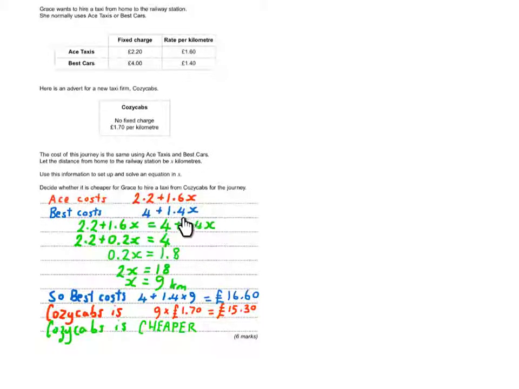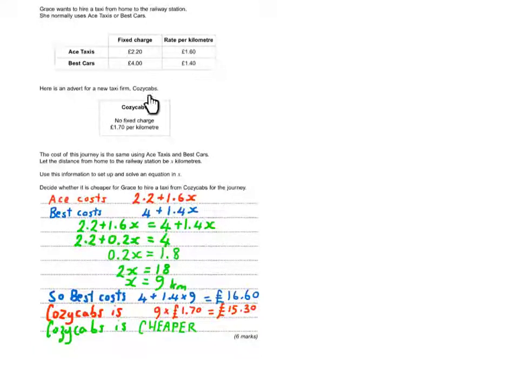So, for example, with Best, if her distance to the railway station is 9 kilometres, then x is 9. So she's paying £4 as soon as she gets in, plus 1.4 times 9, £1.40 for each of 9 kilometres, and that comes to £16.60. And if you work it out for Ace Taxis, it should also be £16.60 because we worked all of this out on the basis that they cost the same. So she's paying £16.60 for her journey at the moment.